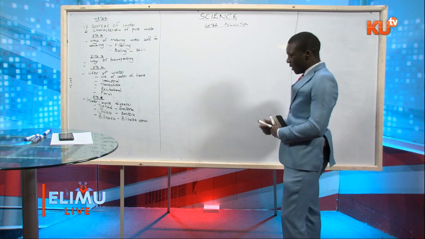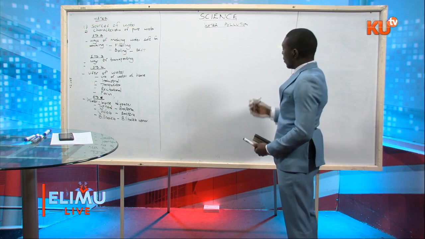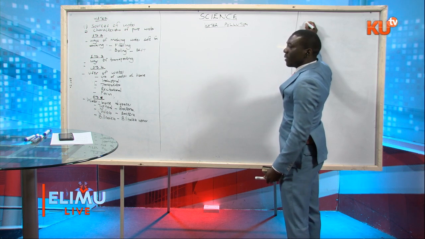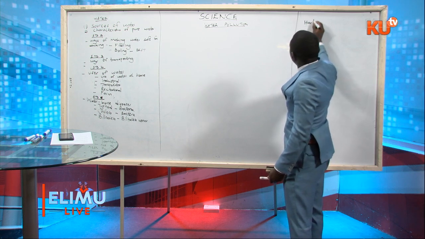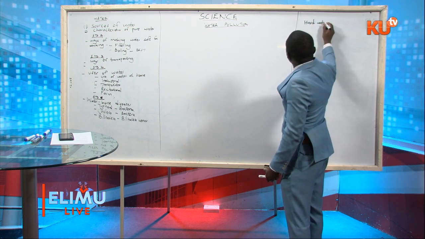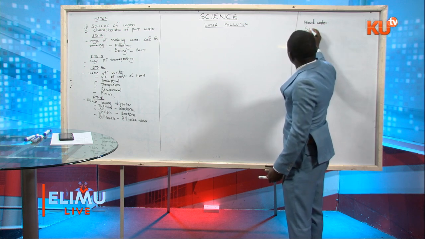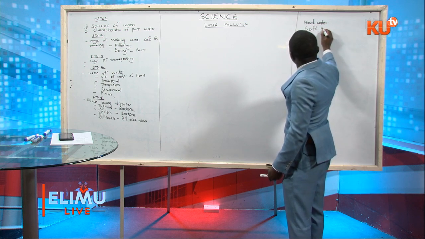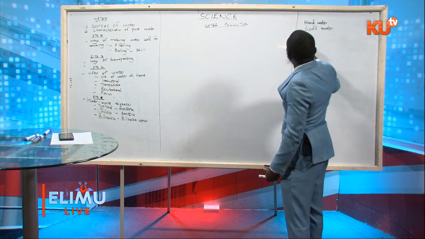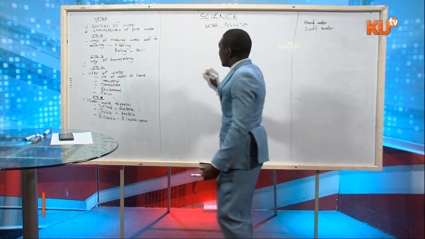In standard 8, under this water again, we shall learn about something known as hard water and soft water. We have hard water somewhere. We also have soft water somewhere. So we have 2 types of water, hard water and soft water. That is class 8 work.